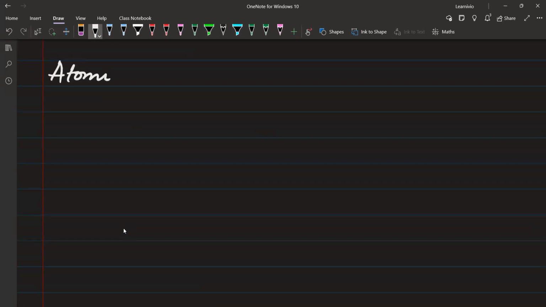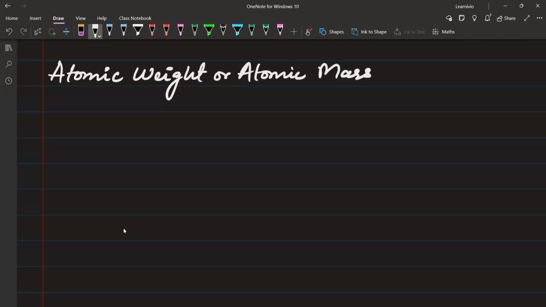Now, atomic weight or atomic mass. Now, mass and weight, these are different. I mean, they have some difference if you talk about in terms of 9th standard physics that you have learned. But chemistry is a subject which is physics and mathematics.